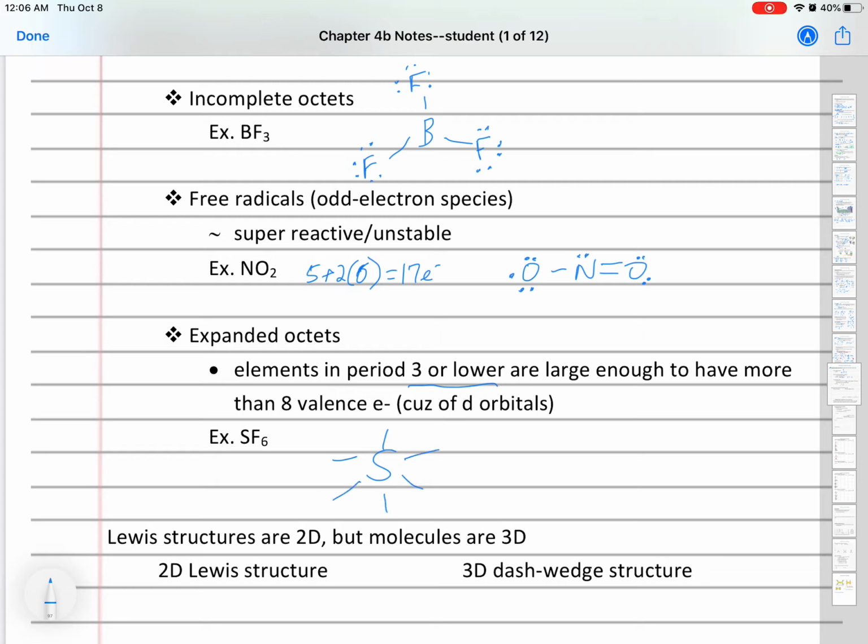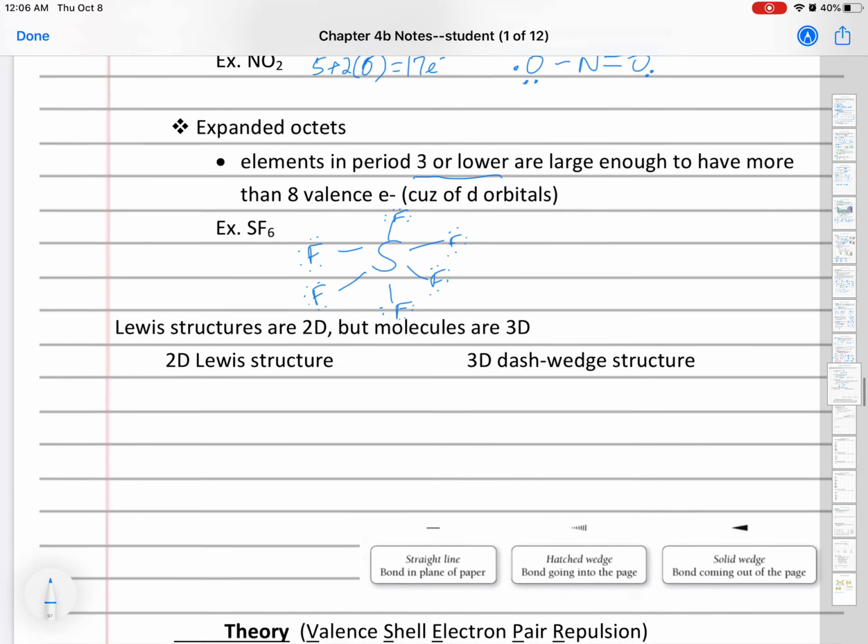So sulfur, SF6. I guess 1, 2, 3, 4, 5, 6, all right, has 6 fluorines around it. And each of those fluorines has a full octet. We could do all the lone pairs for them. All right, but notice that the sulfur has 6 bonds. That's 12 electrons that it can hold. So it can have what we call an expanded octet.